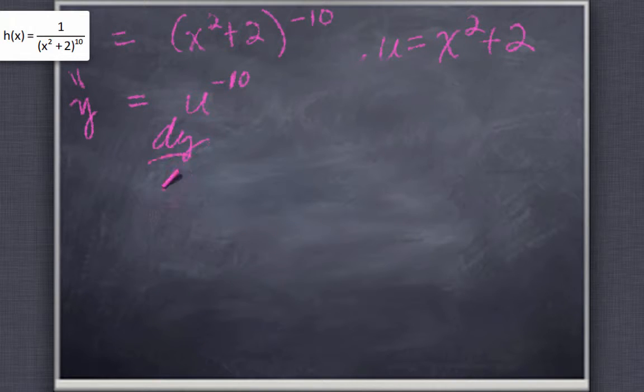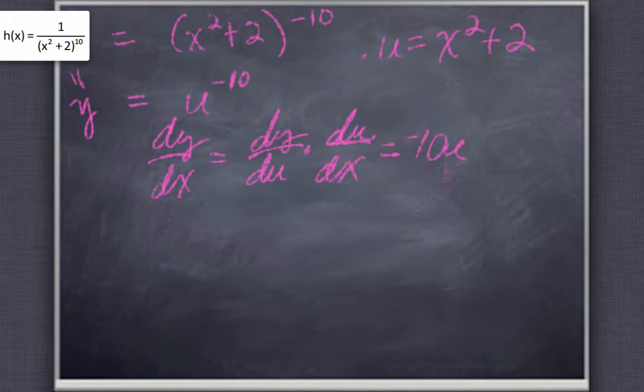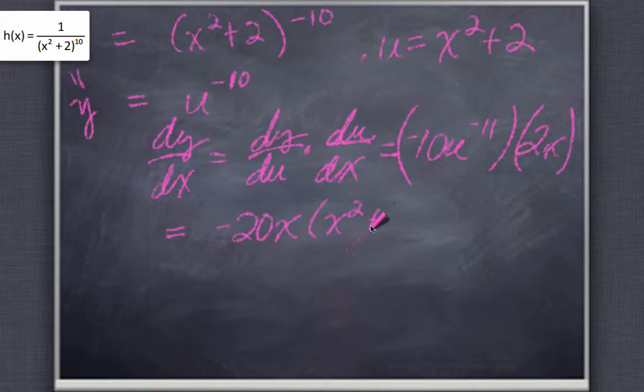So dy dx is dy du, du dx. dy du is negative 10u to the negative 10 minus 1, so minus 11. And then du dx is 2x. So this equals minus 20x times u to the negative 11. So x squared plus 2 to the negative 11.